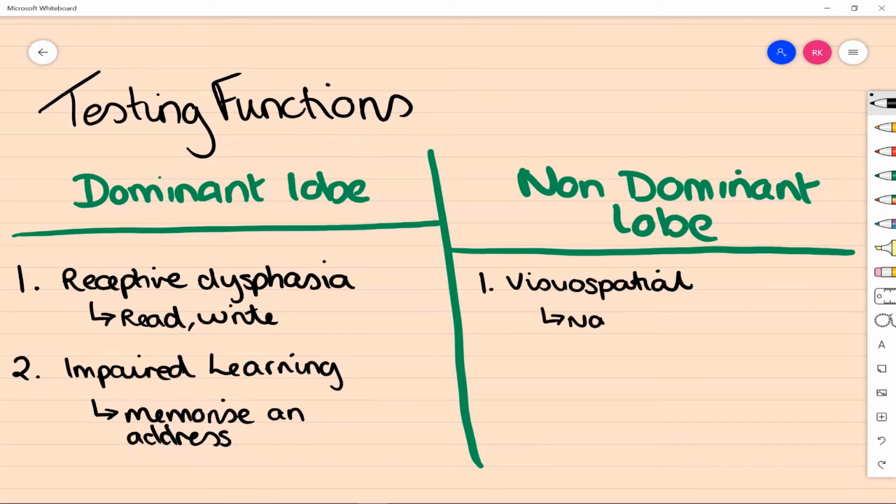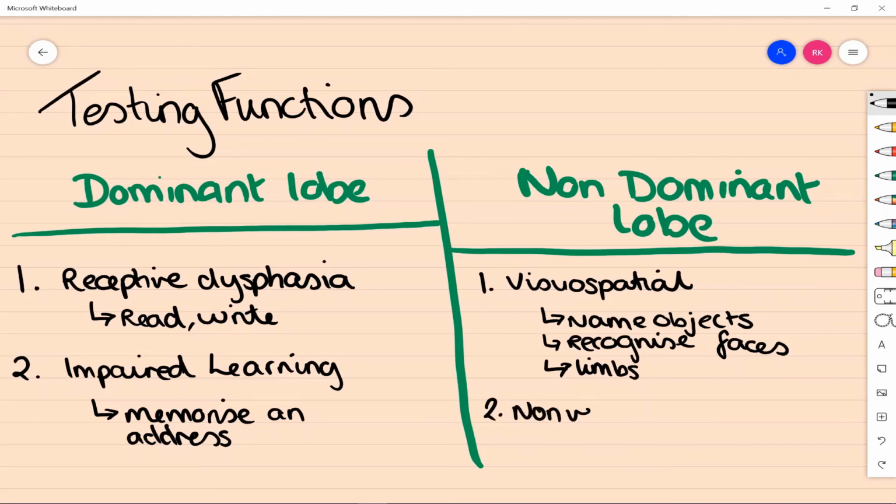On the non-dominant lobe side, we look for visuospatial difficulties, so anomia, so asking them to name objects and if they're able to do that, prosopagnosia, so recognition of faces, or belief that a limb is absent or in some way missing. On the non-dominant lobe, there's also changes in non-verbal learning as opposed to kind of verbal memory from before.